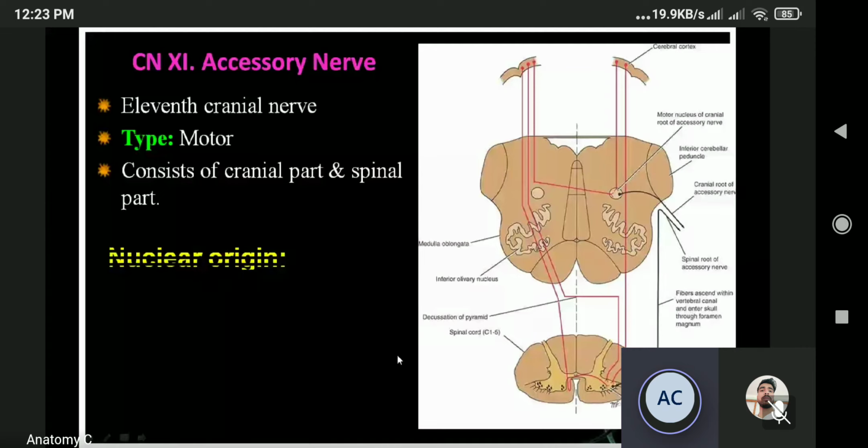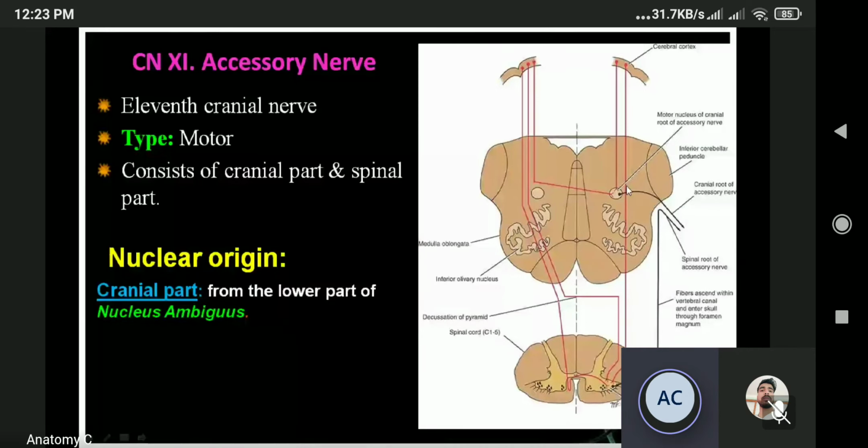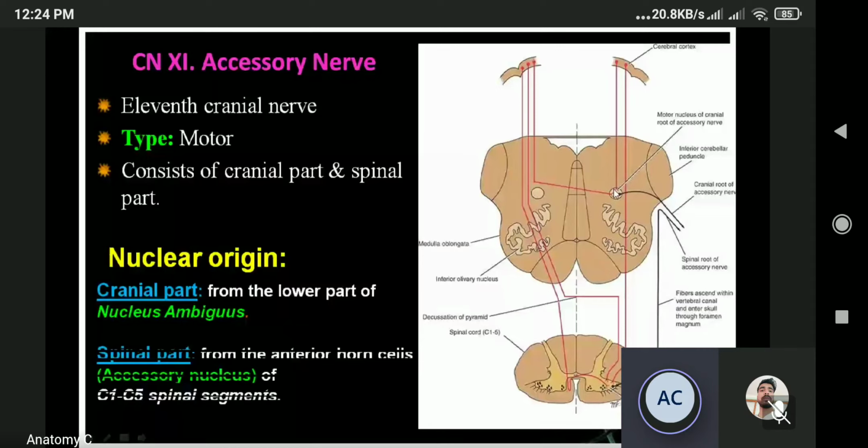We have two types, the cranial part and the spinal part. The nuclear origin: this is the cranial part and this one is the spinal part. Now the cranial part is present in the lower part of the nucleus ambiguus. And the spinal part, you can see over here, is present in the anterior horn of the C1 to C5 spinal segment. So this is the spinal nucleus, and this one is the cranial nucleus of the accessory nerve. That's why we say the accessory nerve consists of two parts, the spinal part and the cranial part. You can see this is the spinal part going above, and this is the cranial part coming out and finally forming the accessory nerve.